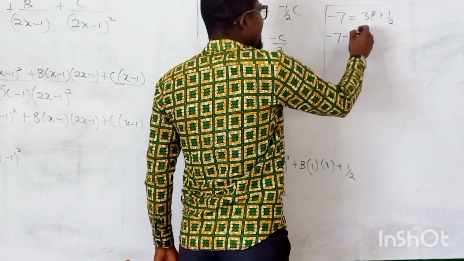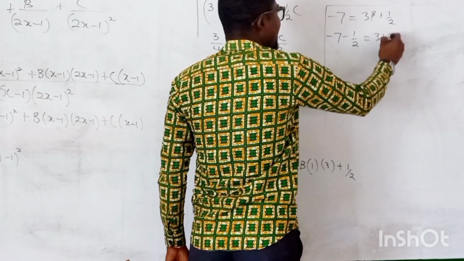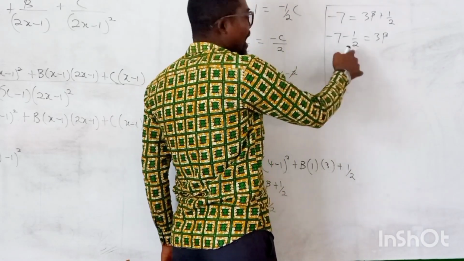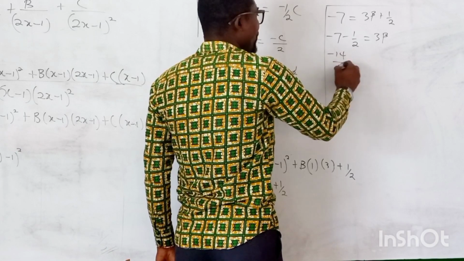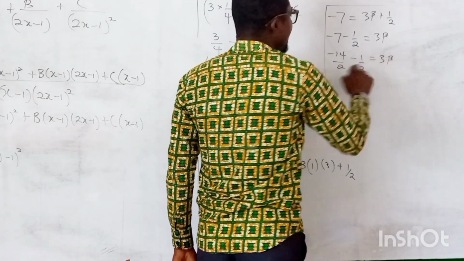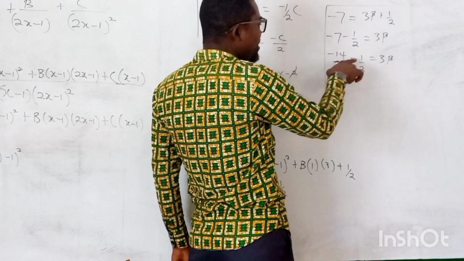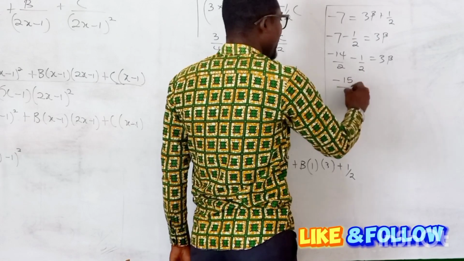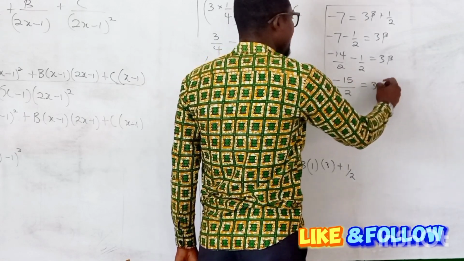Negative 7 minus 1 over 2 is equal to 3b. I want to have a denominator as 2, so this will be negative 14 over 2 minus 1 over 2. And that should be equal to 3b. Minus 14 minus 1 should give me minus 15 over 2. And this is equal to 3b.